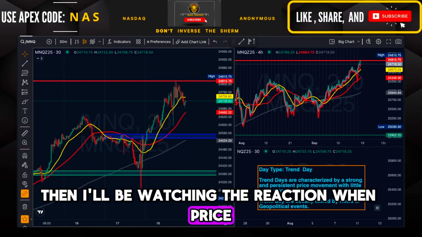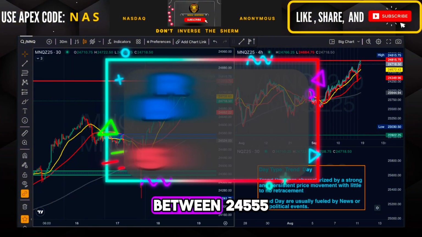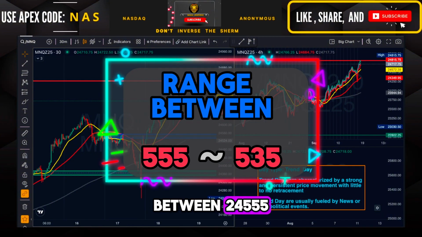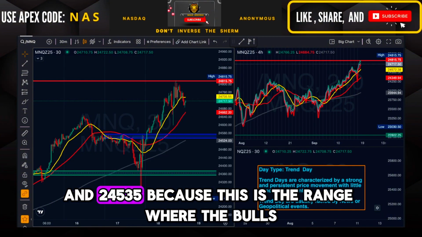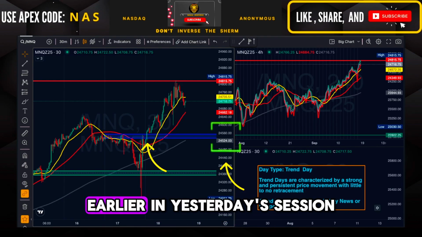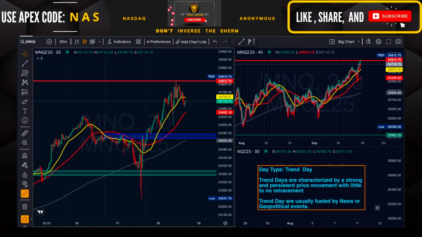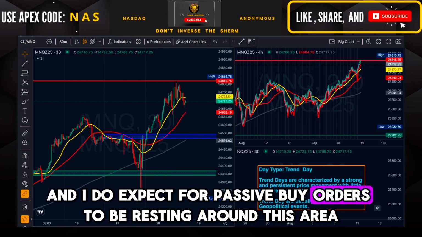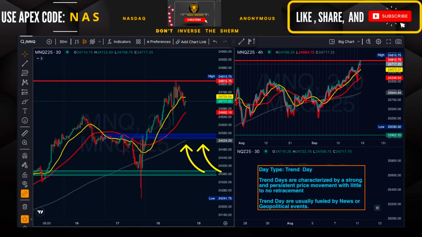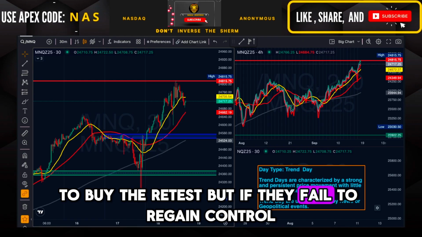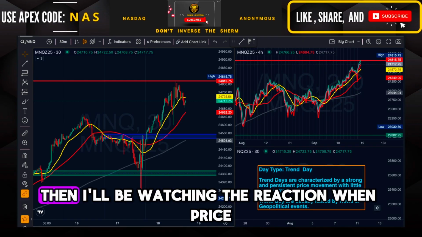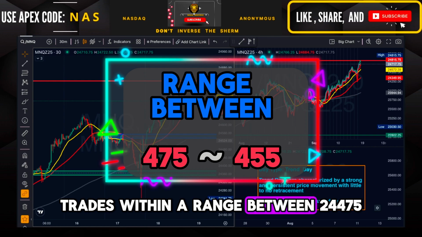However, for my bearish thesis, if the bears can regain their control overnight, then I'll be watching the reaction when price trades back within a range between 555 and 535. Because this is the range where the bulls broke structure to the upside earlier in yesterday's session. And I do expect passive buy orders to be resting around this area to buy the retest.